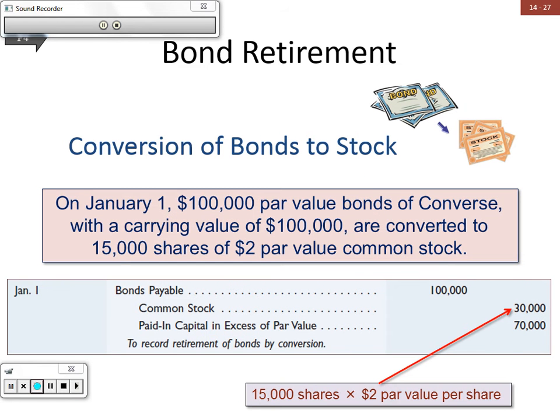Conversion. Sometimes bonds can be converted to stock. They're all liabilities, they're all securities, right? So in this case, par value, principal value is 100,000. Carrying value is also 100,000. However, it's converted to 15,000 shares of $2 par value common stock. Now, 15,000 shares times $2 gives us what? 30,000. So that $30,000 is what the stock was actually worth, even though we traded it for $100,000. So there was a gain to be made, right? Showing principal value of $100,000 being paid out, common stock was really only worth $30,000, showing that there was an additional $70,000 going to paid-in capital in excess of par.